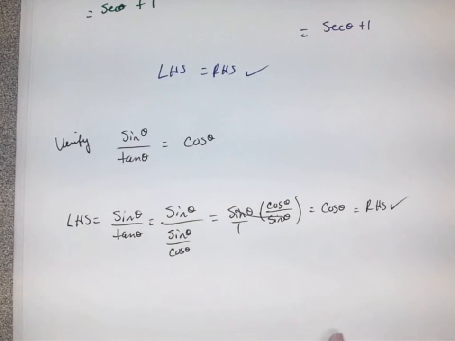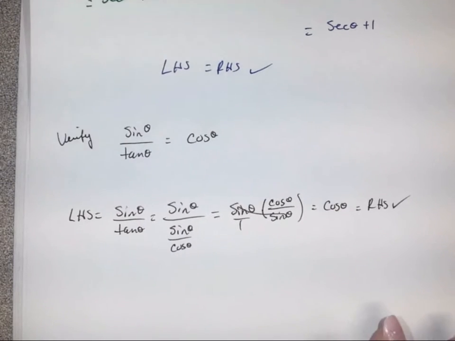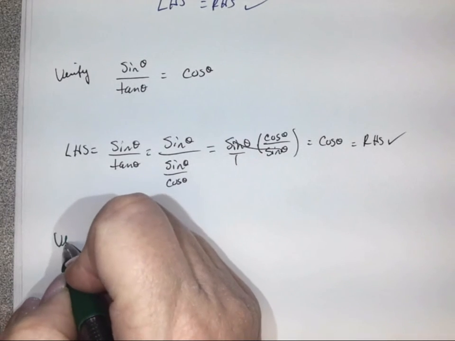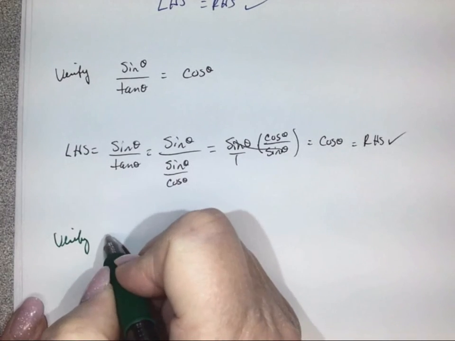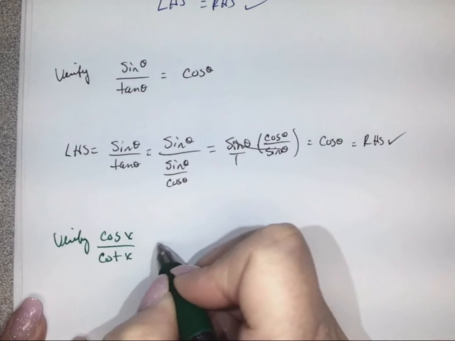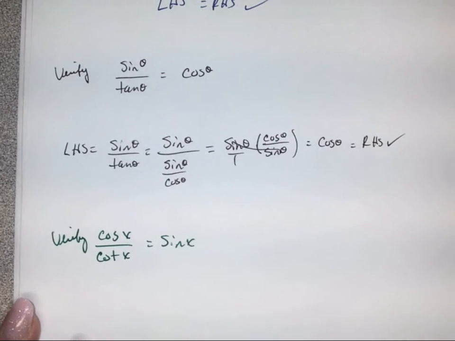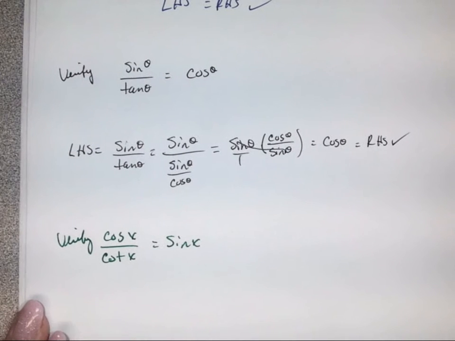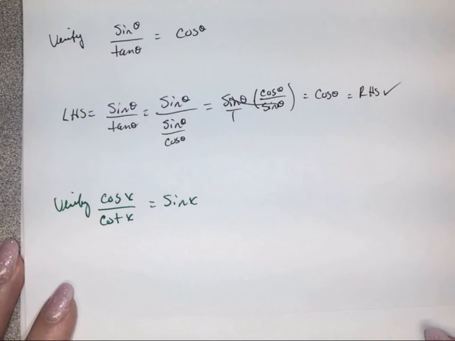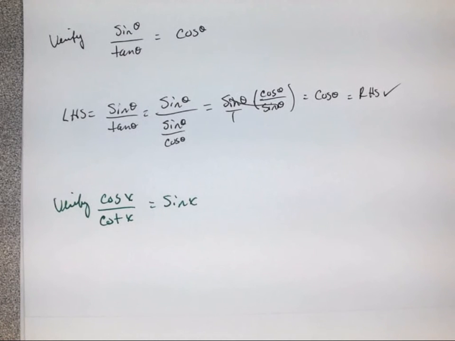All right, so here's one that you can try. So again, you can work it, and then you can stop the video while you do it. So let's verify that cosine x over cotangent x is equal to sine x. So stop the video if you want to and try it and come back. All right, so welcome back.